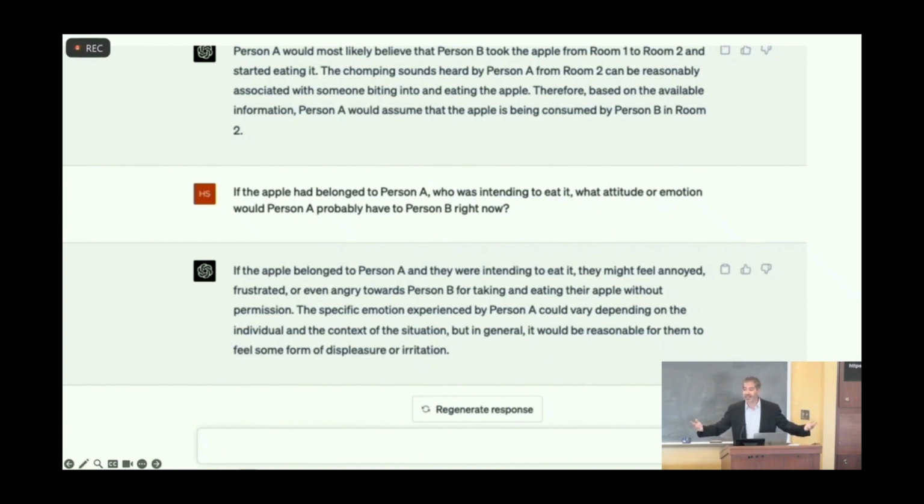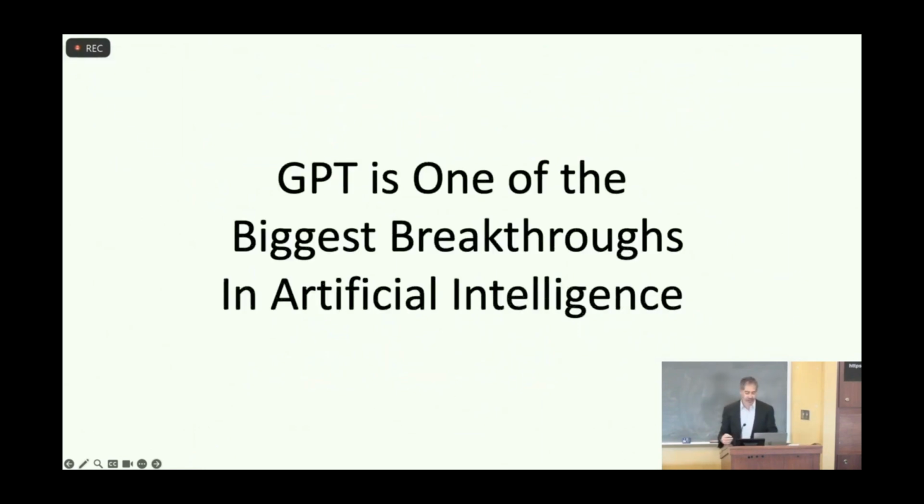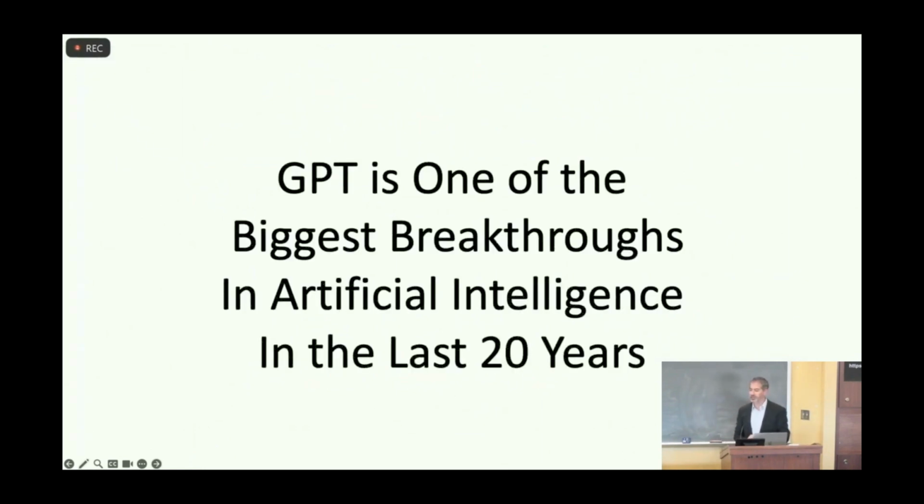That is amazing. It has a theory of mind, again, in quotes, because we don't want to anthropomorphize it. It's able to follow things from different rooms. This is mind-blowing, and I've been studying this for 20 years. So I think it's no hesitation to say this is one of the biggest breakthroughs in artificial intelligence in the last 20 years. This is a big deal.